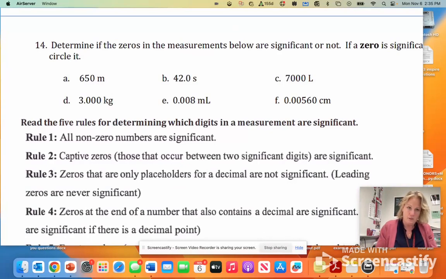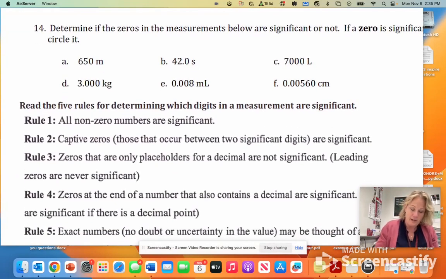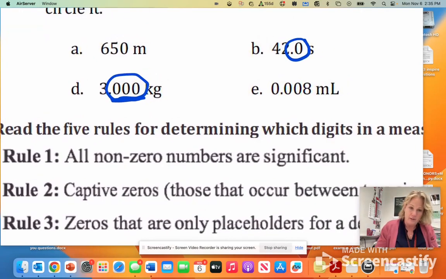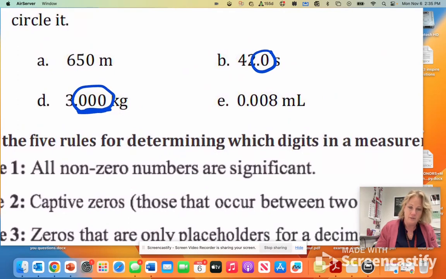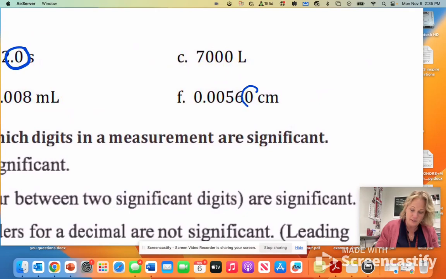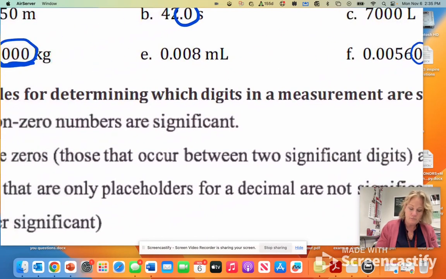So on the POGL, just this last page, we're going to circle the zeros that are significant, and they're not just placeholding. So these are significant. So are these. These other zeros that you can see are not significant. They're placeholding. Over here, this one is significant. So that's just the zeros.